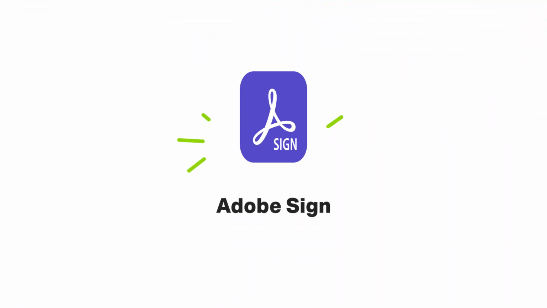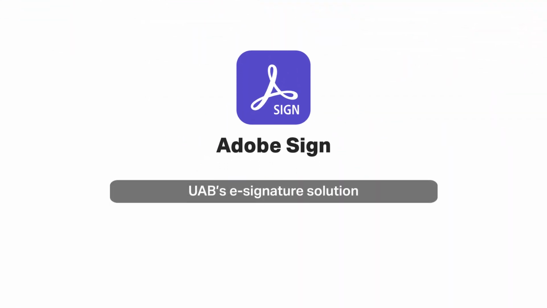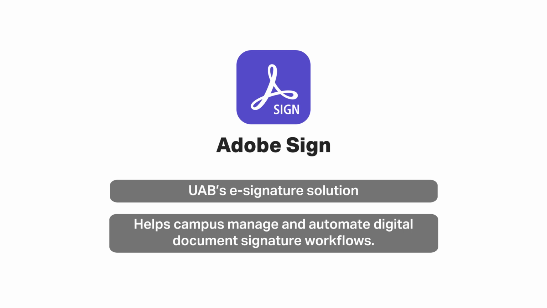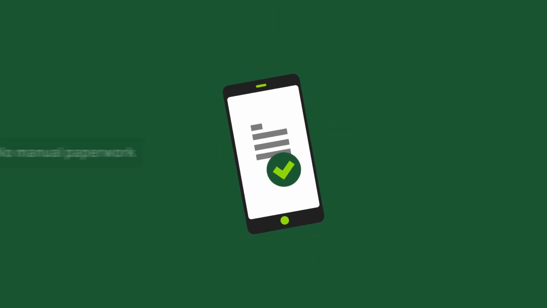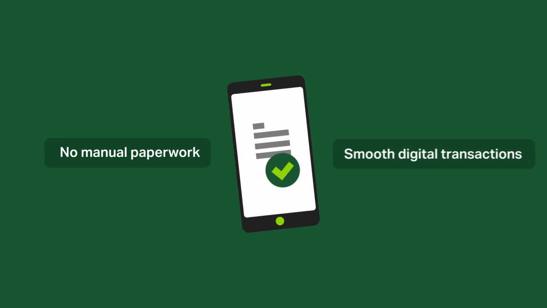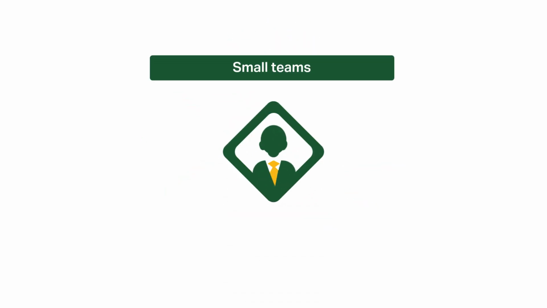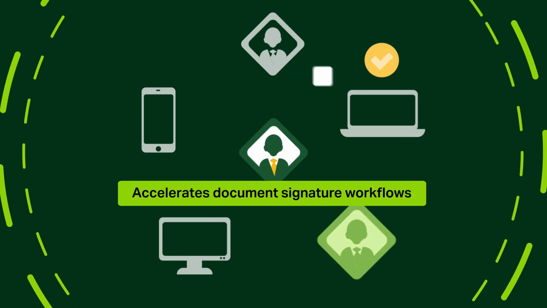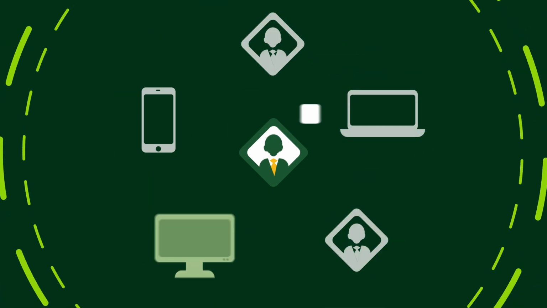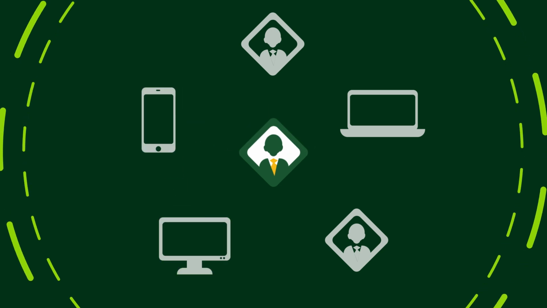Welcome. Today we're diving into Adobe Sign, UAB's e-signature solution that helps campus manage and automate digital document signature workflows. Adobe Sign simplifies the way agreements are sent, signed, and processed, eliminating the hassle of manual paperwork and ensuring smooth digital transactions. From small teams to large departments, Adobe Sign accelerates document signature workflows, automating approvals, signatures, and data entry.